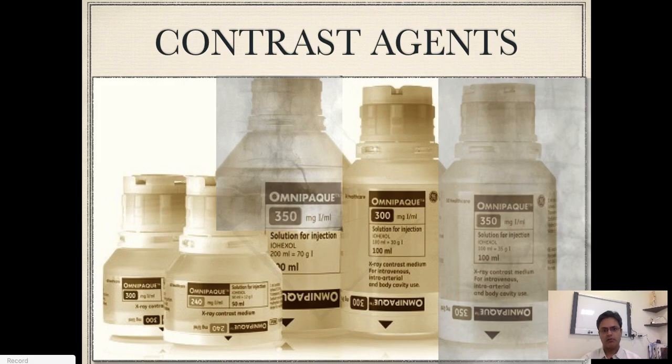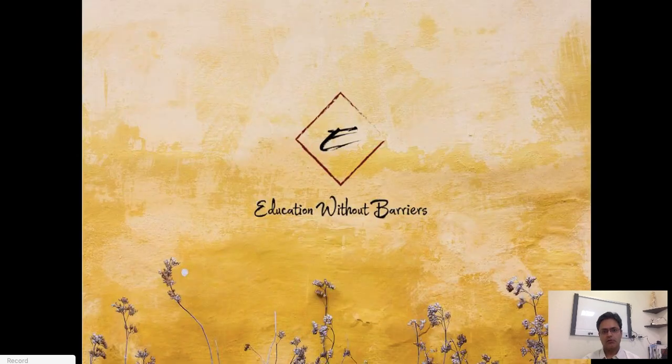The session today is on contrast agents, and I think this is very important because selecting the right contrast not only helps you to avoid complications but also simplifies your procedure. And if you haven't got the right contrast, you're more prone to have complications.